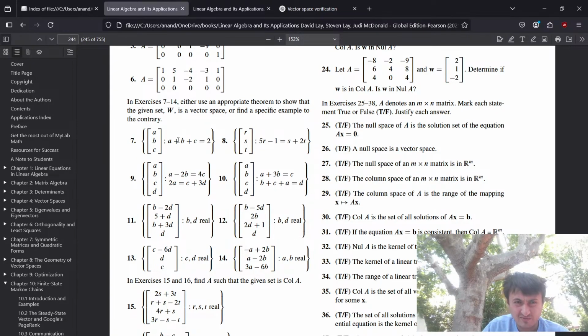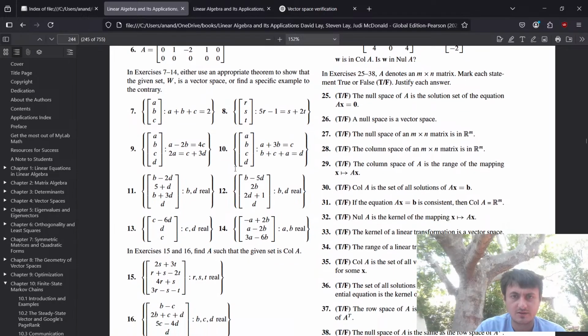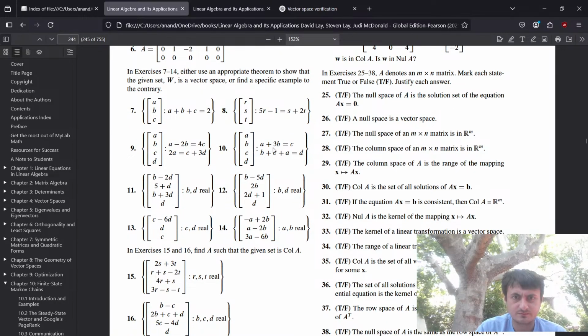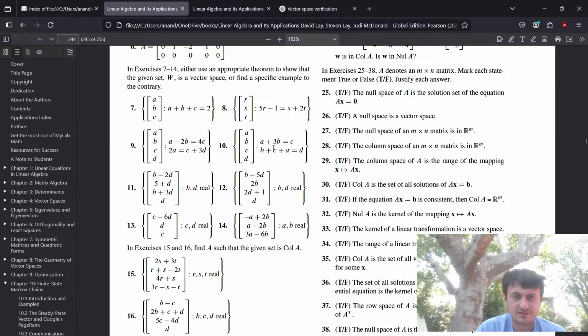But let's rewrite it out maybe. So you're going to get A minus 2B minus 4C is equal to 0. And then 2A minus C minus 3D is equal to 0. So then you get the matrix 1, minus 2, minus 4, 0, 2, 0, minus 1, minus 3. All right, so clearly, since you can write it as a matrix, it is a vector space. This one's also a vector space.